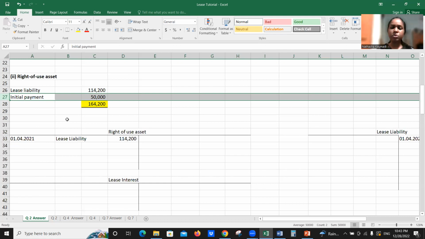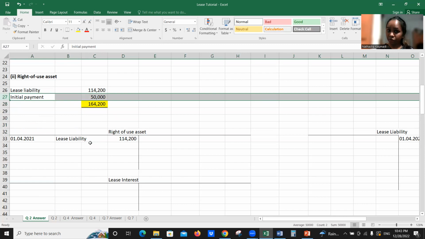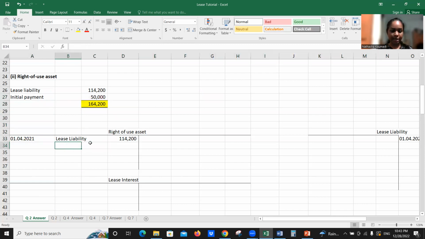Cash credit. I'm not using a cash book here. Cash credit, where does the debit entry go? It goes to right of use asset because it is a part of the asset. The down payment is part of the right of use asset. Here also we took that value, no? 50,000. So cash credit, right of use asset debit by 50,000. What is the date? Same date, commencement date, because the down payment is paid on the commencement date. We can assume 1st April 2021.